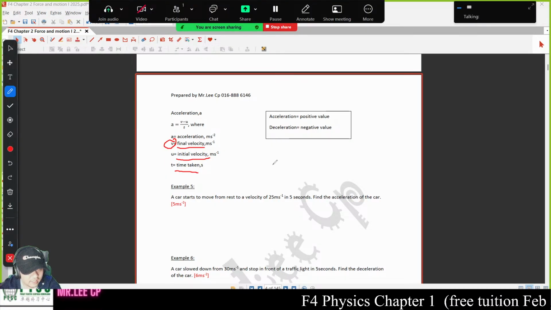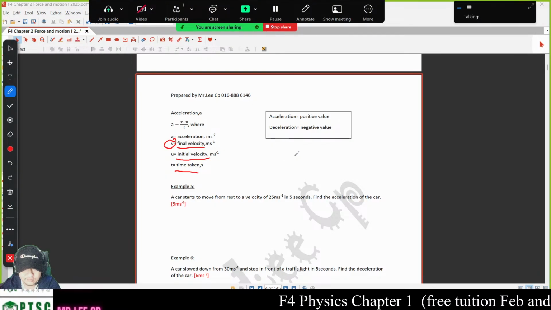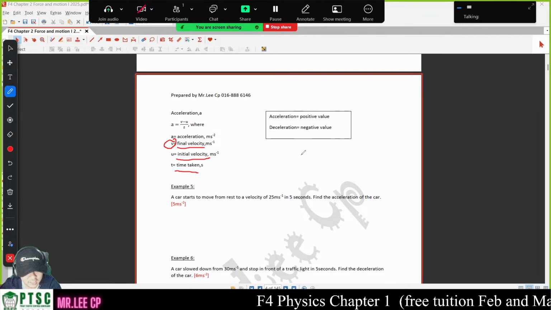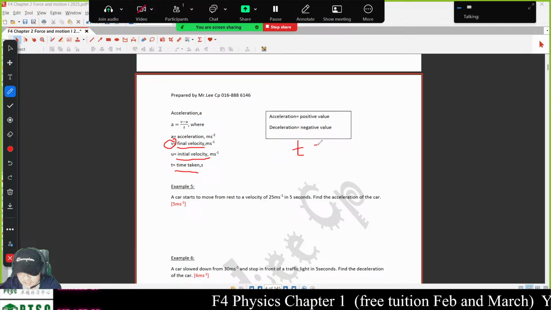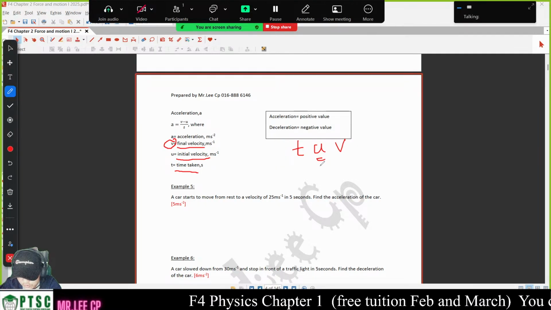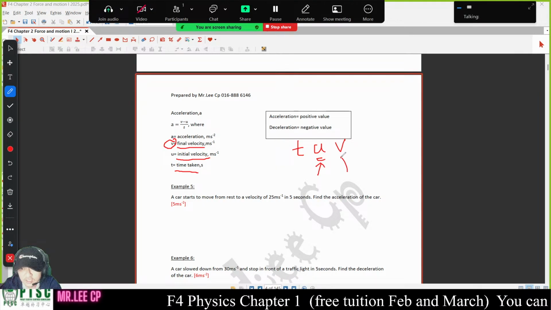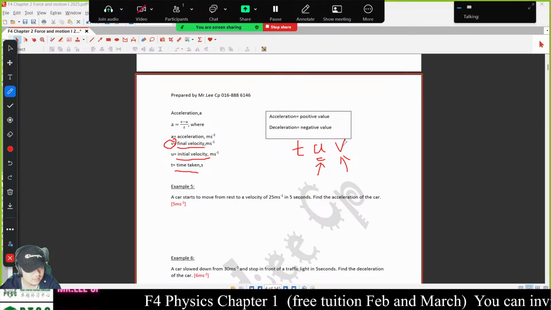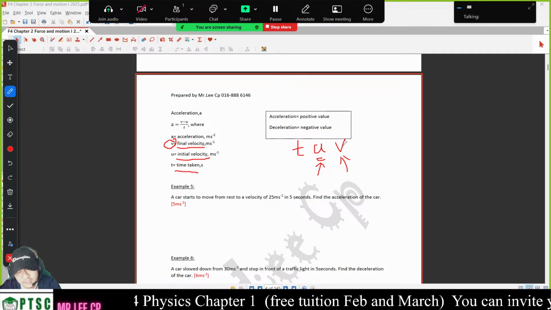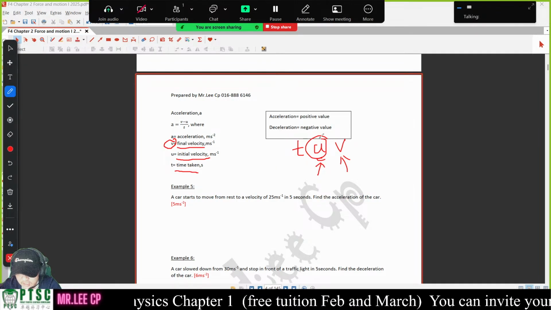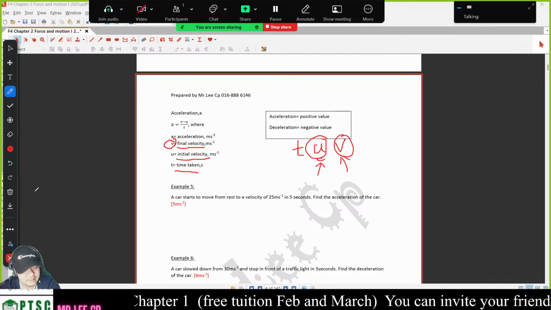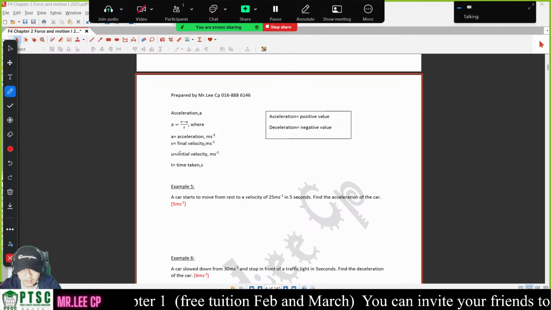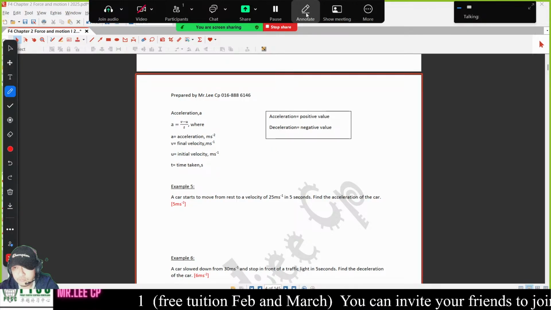And for final and initial, you follow the alphabet: A B C D E F G H I J K L M N O P Q R S T U V. U comes first. U is initial. V is final. After U, then it is V. So this one is initial, starting velocity, and then this is your final velocity. Alright, so A is V minus U over T is our formula.